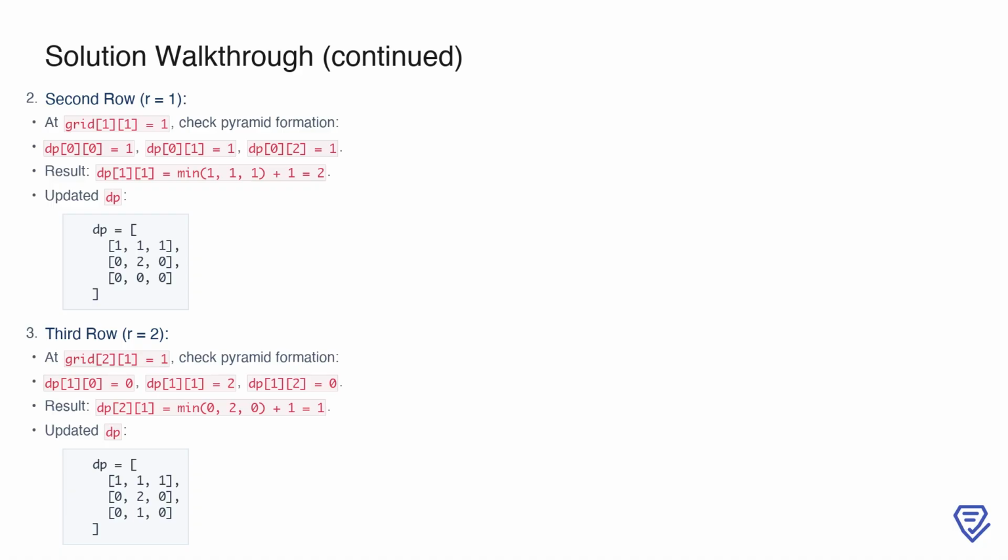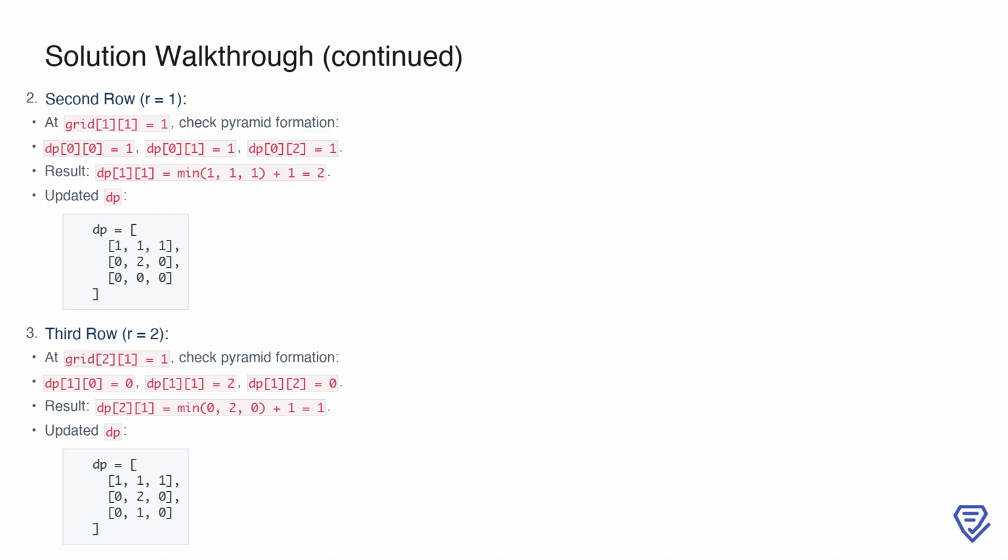In the second row, we examine cell (1, 1). Here, the values of the three cells directly above it, dp[0][0], dp[0][1], and dp[0][2], are all 1. Taking the minimum of these values and adding 1, we calculate dp[1][1] to be 2, indicating that this cell is the apex of a pyramid with a height of 2. The dp table is updated accordingly.